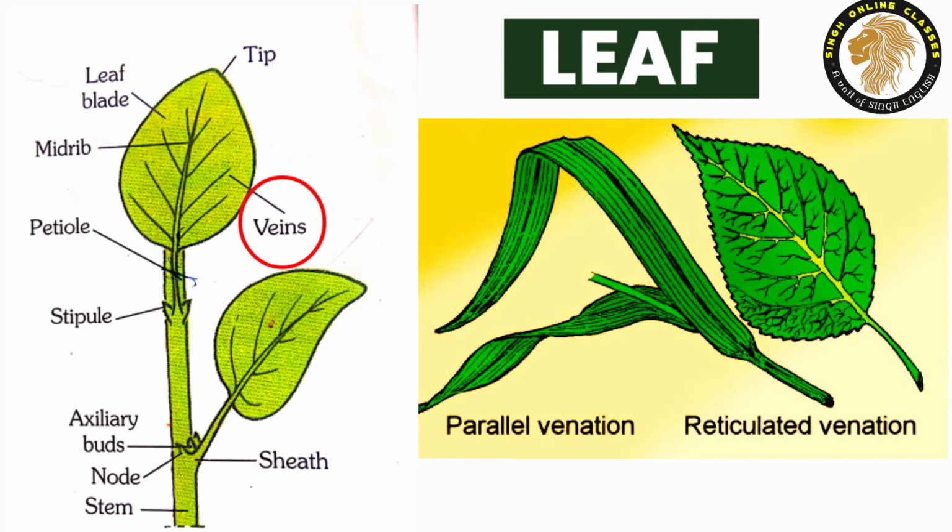If this design is net-like on both sides of the midrib, the venation is called reticulate. We have to understand the structure of the leaf, so try to understand the different kinds of structure you will see in a leaf. See in this figure, this design is net-like on both sides of the midrib, so the venation is called reticulate. Next, if the veins are parallel to each other, the venation is called parallel venation. You can see in this figure.